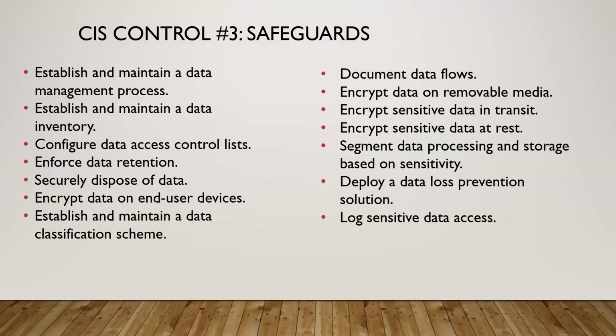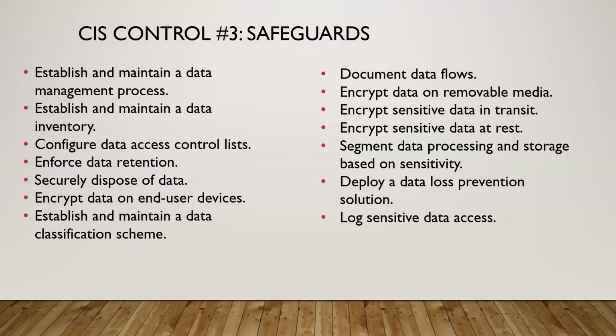Another safeguard is establishing and maintaining that data classification scheme. Again, just making sure that we are appropriately as an organization classifying that data properly. Document data flows. So we want to make sure that we understand as an organization, where is this data going? How is this flowing throughout our systems, our networks, applications? What does this look like? We need to really map that out so we can identify any additional areas of vulnerability that we need to put additional security controls in place on.